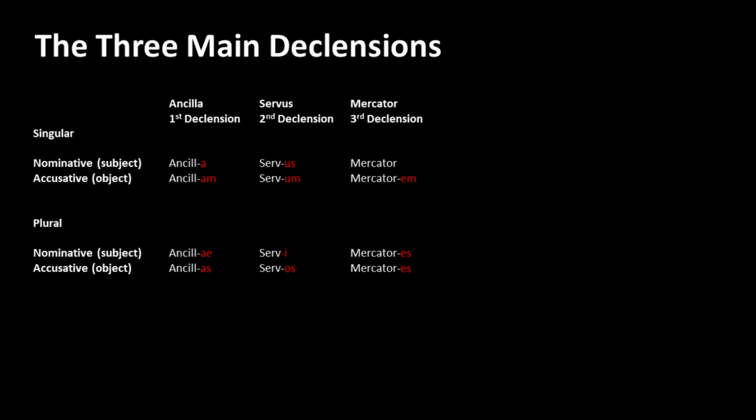For the third declension, I'll use mercator, or merchant. Here we have mercator, mercatorem, mercatores, mercatores. If you haven't so far learned these 6 endings, I do advise you to learn them at once, and to learn them so thoroughly that they're burned into your memory.